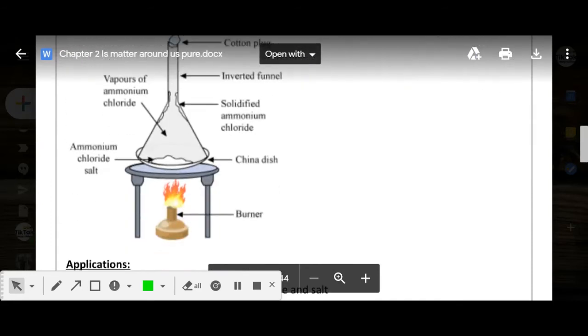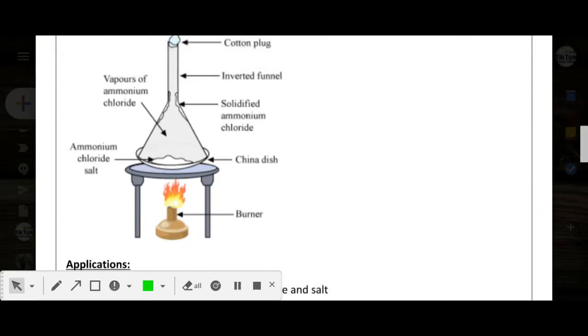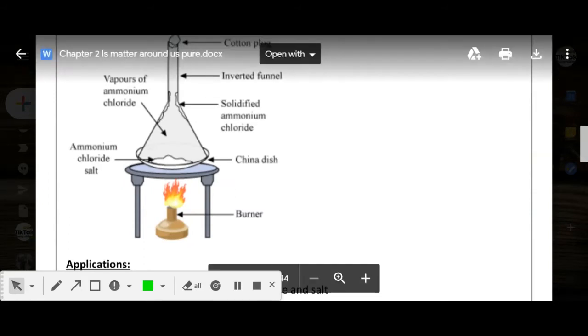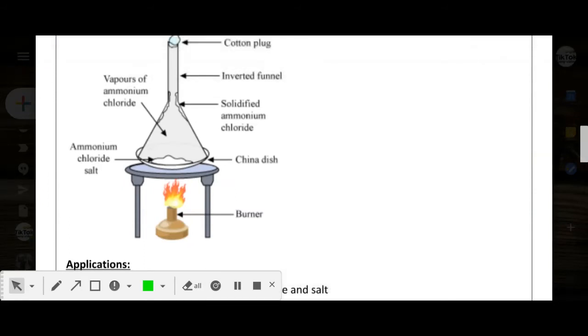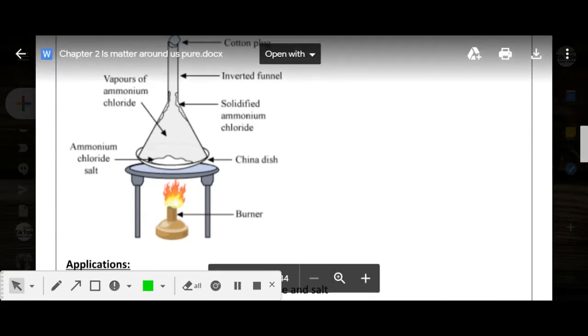What we have done in this case, we have taken a burner, we have heated the china dish, and the china dish is containing ammonium chloride solid, which is covered with an inverted funnel, and that inverted funnel is closed from the top with the help of a cotton plug.